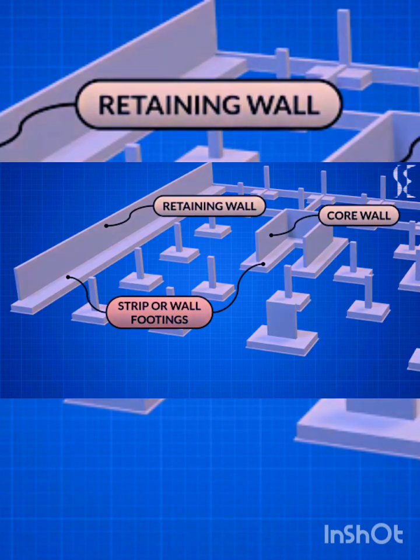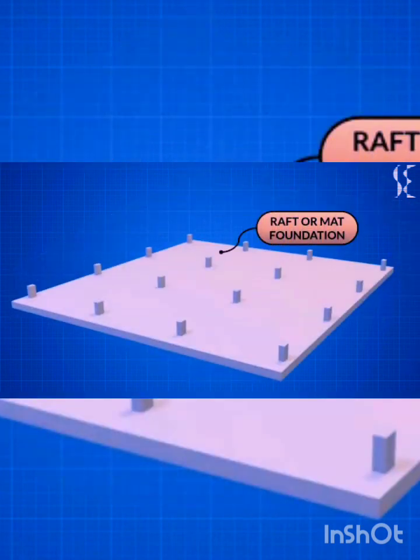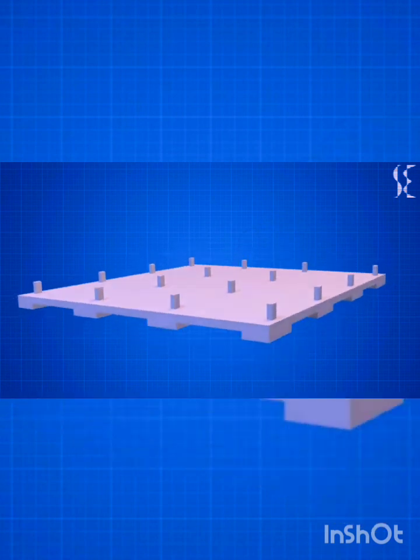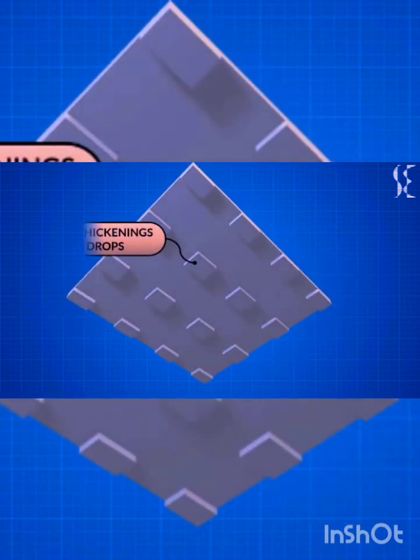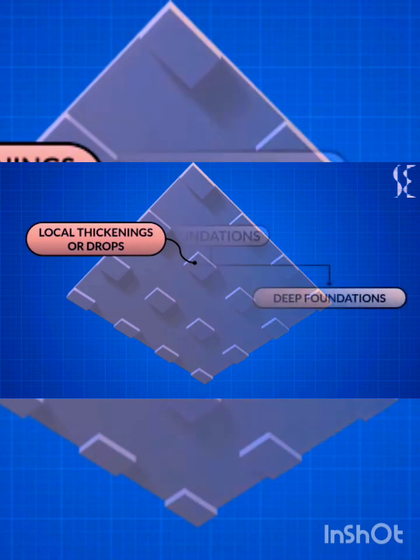Last in shallow foundations we have raft or mat foundation. This type of foundation is provided when column loads are heavy or safe bearing capacity of soil is very low. These are special cases of combined footings when all the columns of the building have common foundation. Raft can have local thickenings or drop below columns if the thickness of raft is insufficient for shear stresses. This ends our shallow foundations.